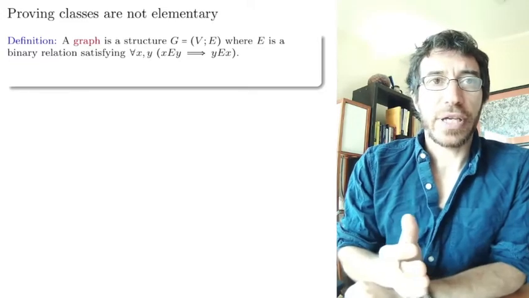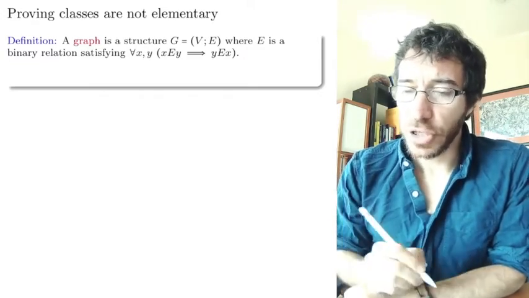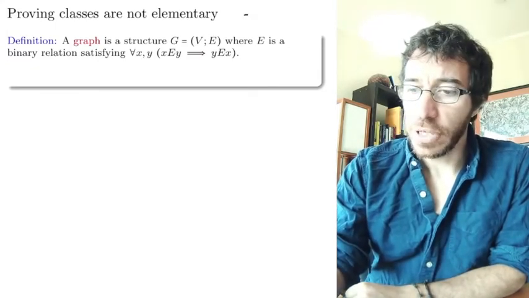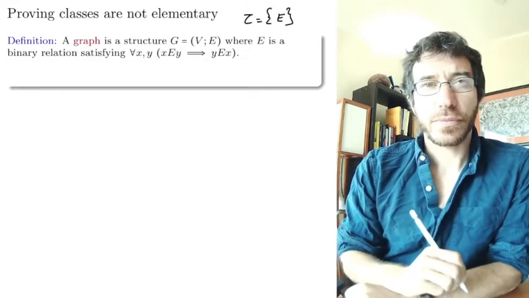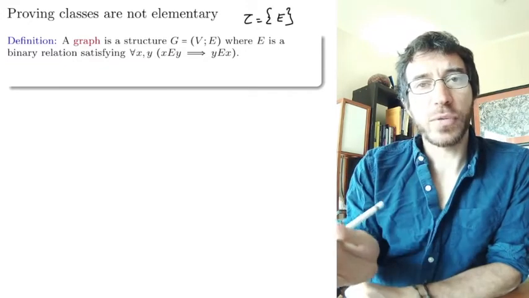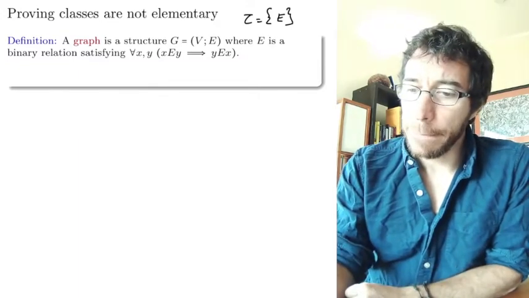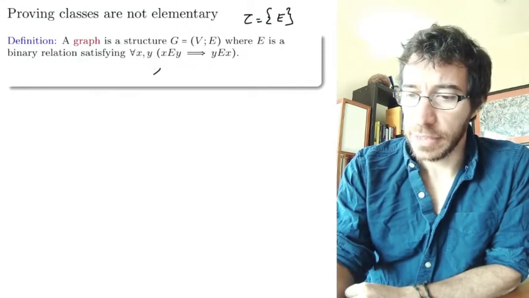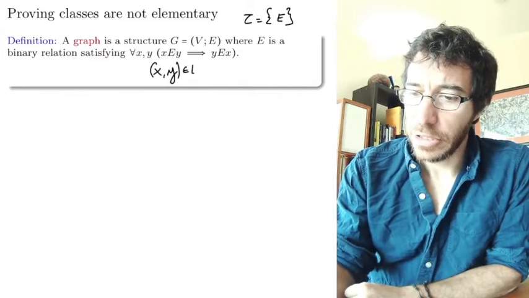So a graph is a structure that contains one binary relation. So E is one binary relation. So the vocabulary has only one binary relation, and it satisfies only one axiom that says that if x is related to y, then y is related to x. And remember, this is the same thing as saying the pair x comma y belongs to E.